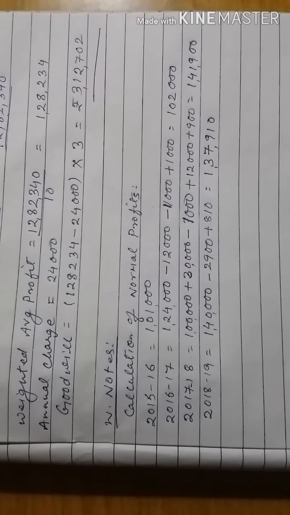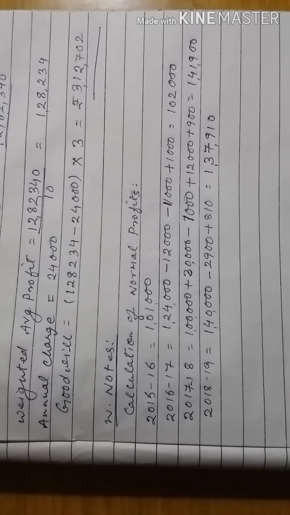Now come to the adjustments. Point number 1, below the table: on 1st December 2017 a major repair was made in respect of plant, incurring rupees 30,000, which was charged to revenue.